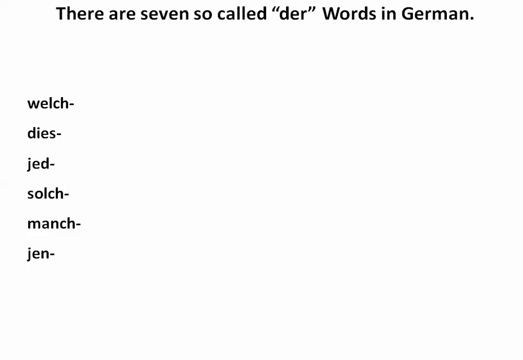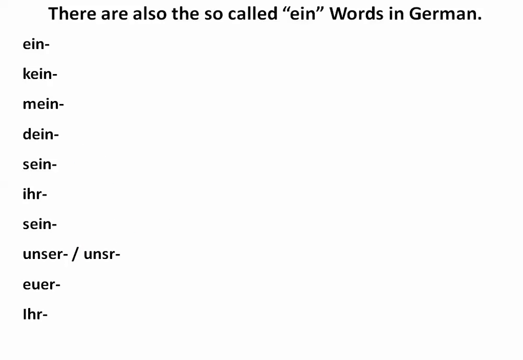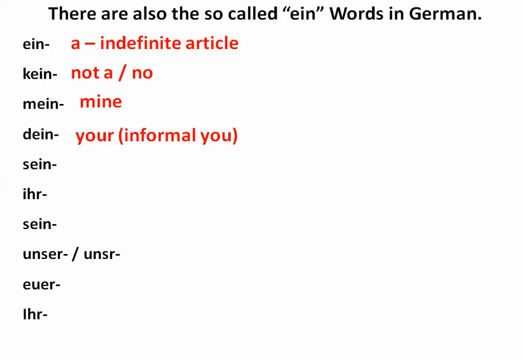Okay, so the seven so-called der words: welch, dies, jed, solch, manch, which is used mostly for plural nouns, and jen. The so-called ein words in German: ein, which is of course the indefinite article, a; kein, which is used to negate nouns; mein, the possessive pronoun; dein, yours, informal; sein, his; ihr, hers, it also could be theirs. Use sein for neuter nouns as well if you're referring back to it.